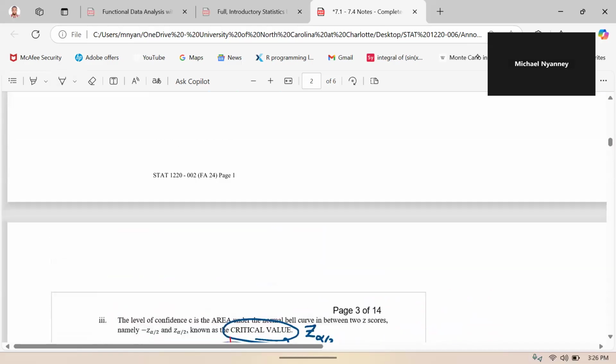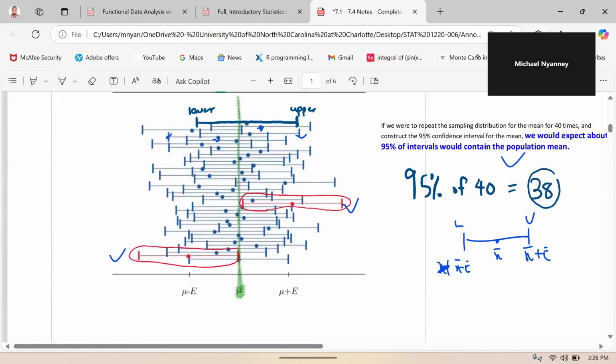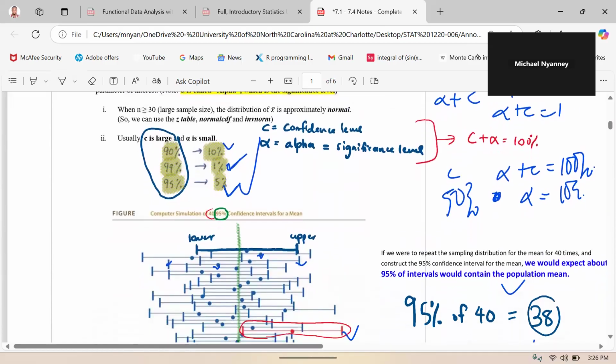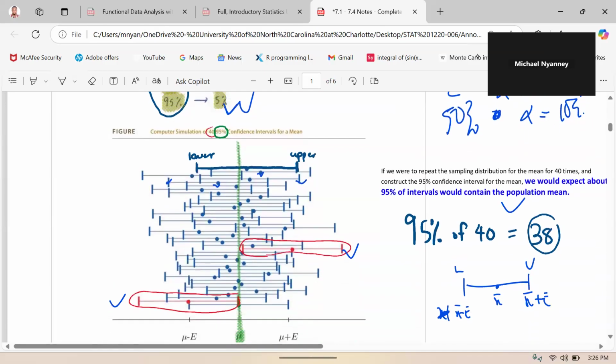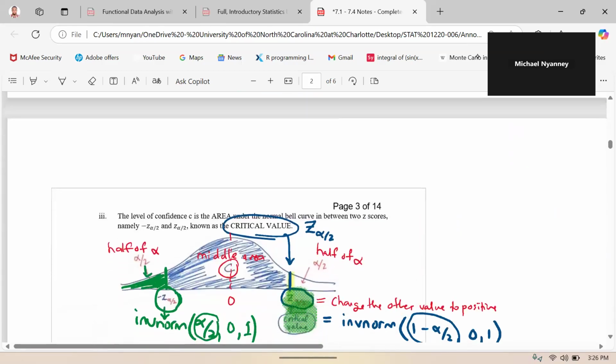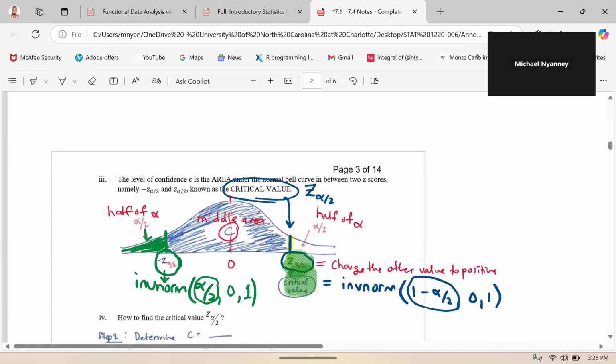Okay. And one thing to also note under the level of confidence. Okay, so we talk about the last sample, the C is large and alpha is small. And the third thing is that when you are giving the confidence interval, the level of confidence is the area under the normal bell curve in between two z-scores.